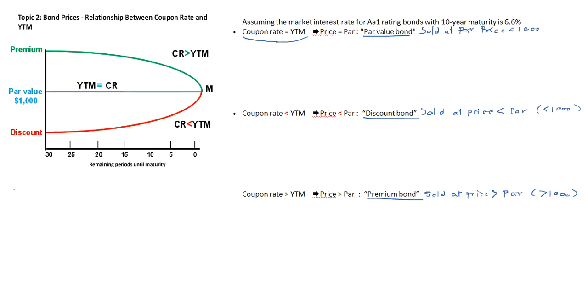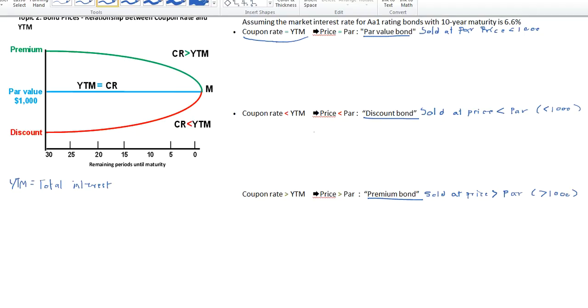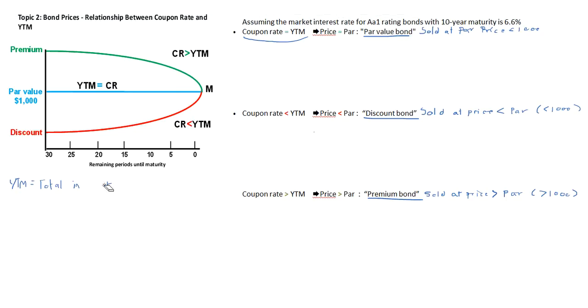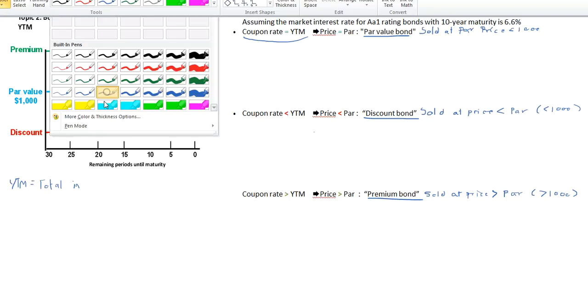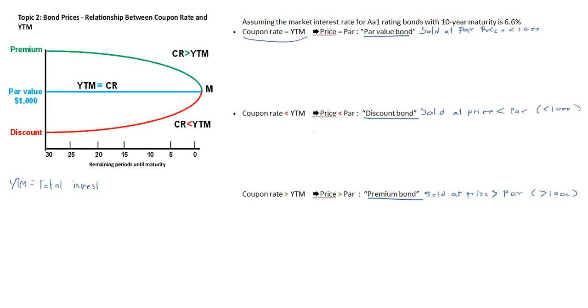Okay, so everyone already know that yield to maturity is just basically the total interest, total investment. Let me rewrite this. Total investment return on bond. Okay, and how about market interest rate?